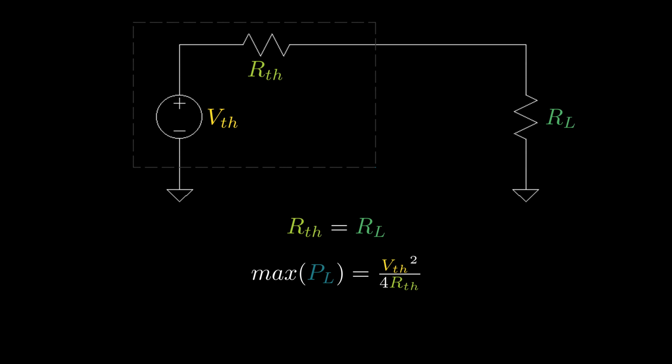The steps are similar, but instead of RTH and RL, use ZTH and ZL, where Z is an impedance equal to a real resistance and an imaginary reactance.